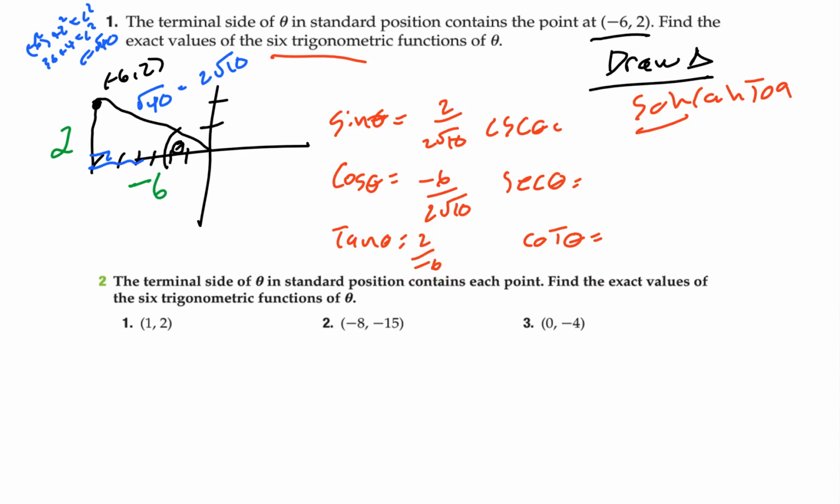Right, and if I want the reciprocal functions, all we do is take the reciprocal. Reciprocal of sine is cosecant. I'm going to flip it, cancel the 2s, and just get rad 10. Sorry for the ugliness. On this side, I'm going to flip it and get 2 rad 10 over negative 6. Flip it and get negative 6 over 2, which is the same thing as negative 3. But again, you don't have to reduce.